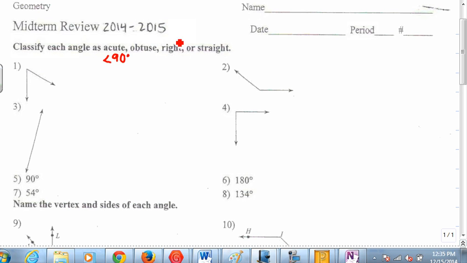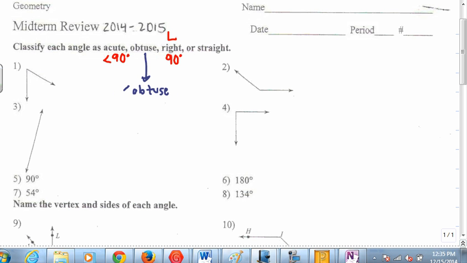Okay, what does it mean to be a right angle? 90 degrees exactly. So I'm just going to put in here a reference right angle, an L. Okay, so an obtuse angle.